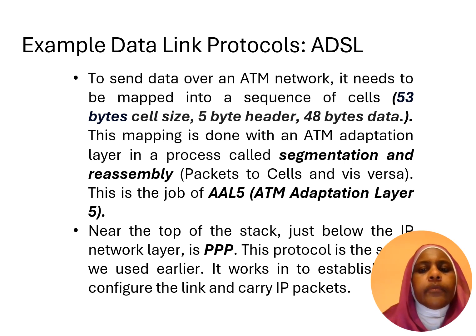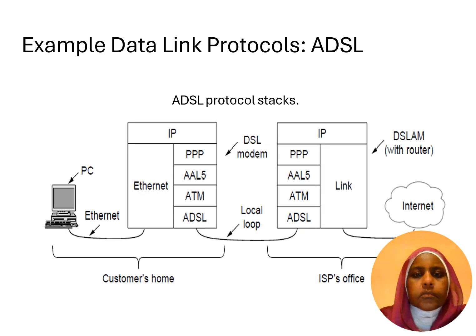Near the top of the stack, we will find the point-to-point protocol, which does the same functions that it used to do in packets over SONET. A typical scenario will be a PC sending an IP packet over an Ethernet frame to the ADSL modem. In the DSL modem, the IP packet will be extracted from the Ethernet frame, encapsulated in a point-to-point protocol frame, then into an ATM adaptation layer 5 frame, and will be mapped into ATM cells, that's to say segmented.